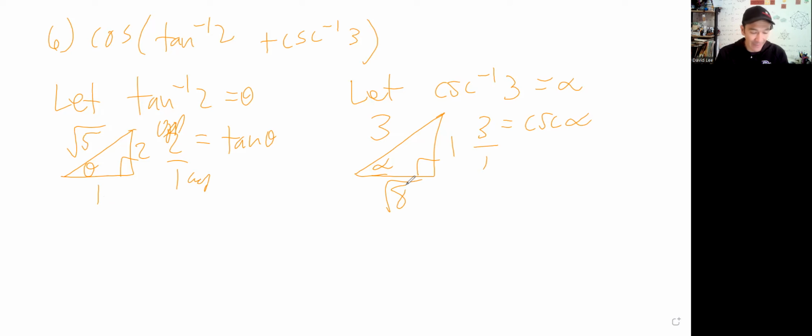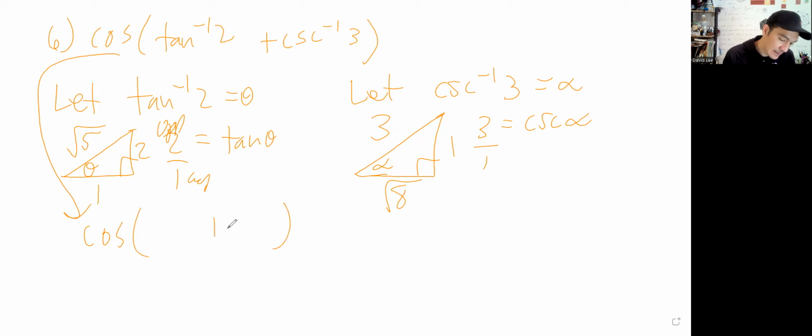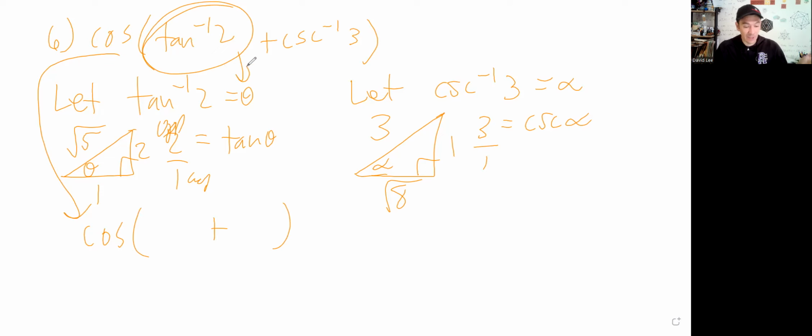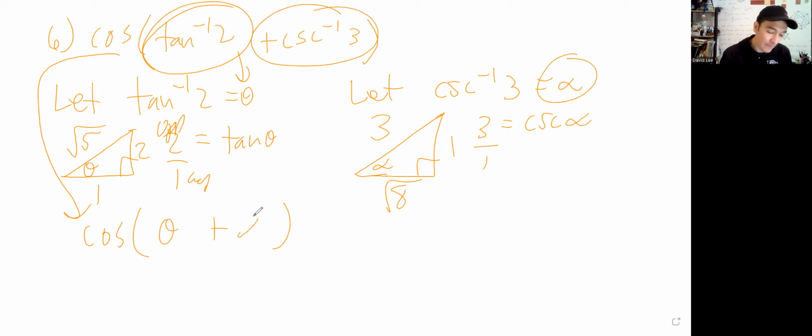Now go back to the main problem, okay? The main problem right here. Cosine, parentheses, addition. What could replace tangent inverse of 2? Well, what does tangent inverse of 2 equal? It equals theta, because we said let tangent inverse 2 equal theta. So this becomes theta by substitution, because they're equal to each other. Similarly, what could replace cosecant inverse of 3? Alpha, right there.